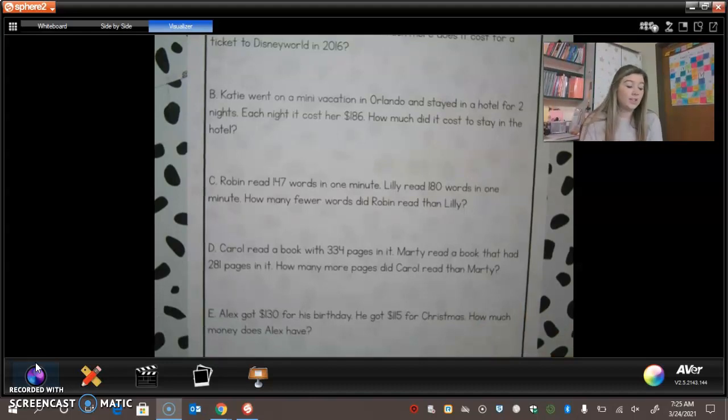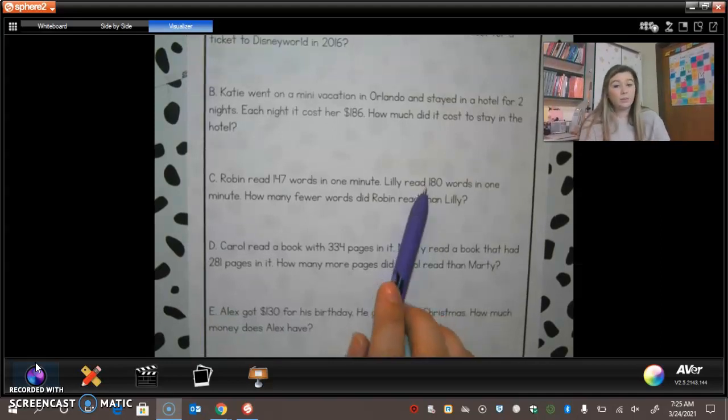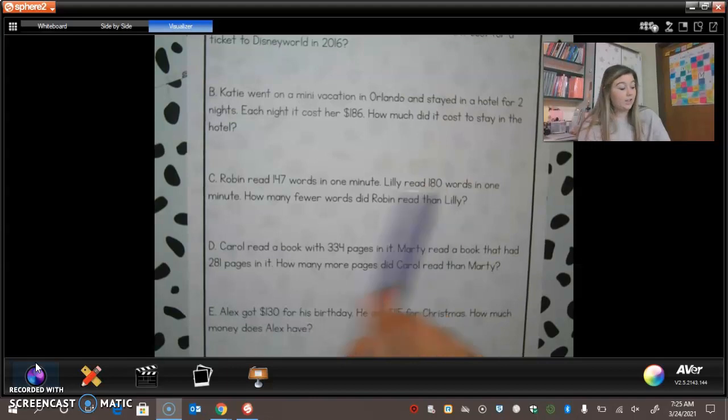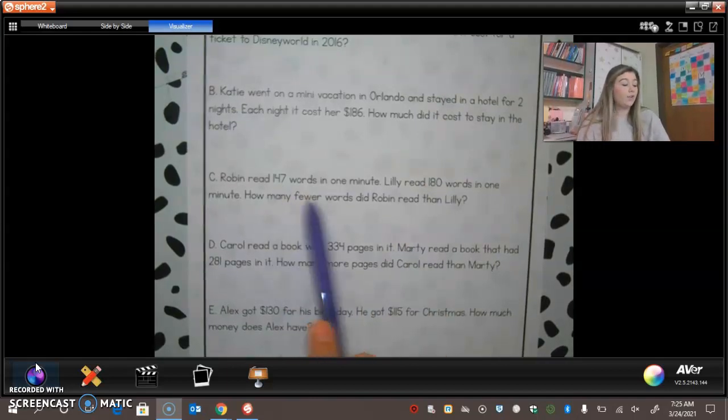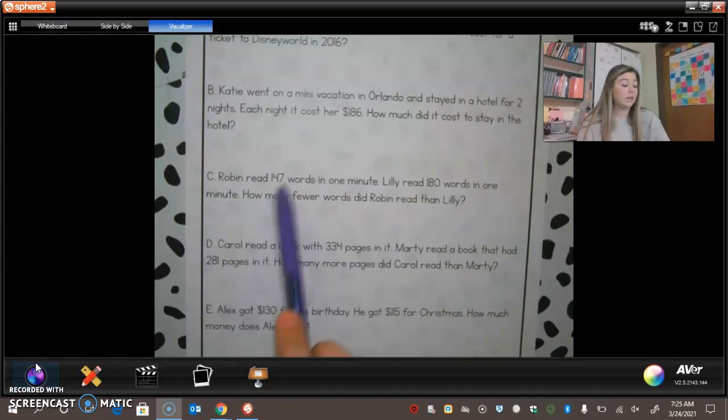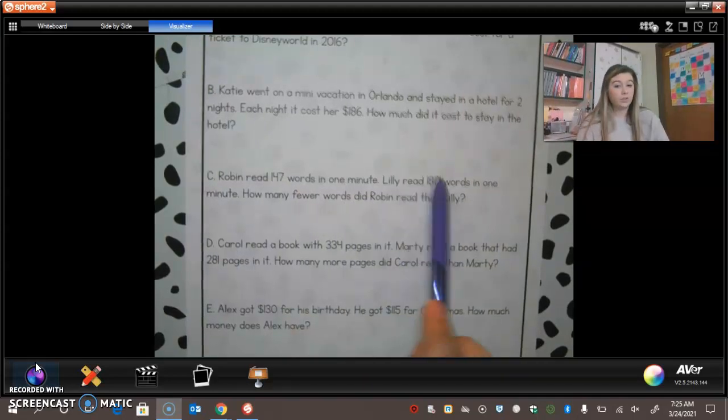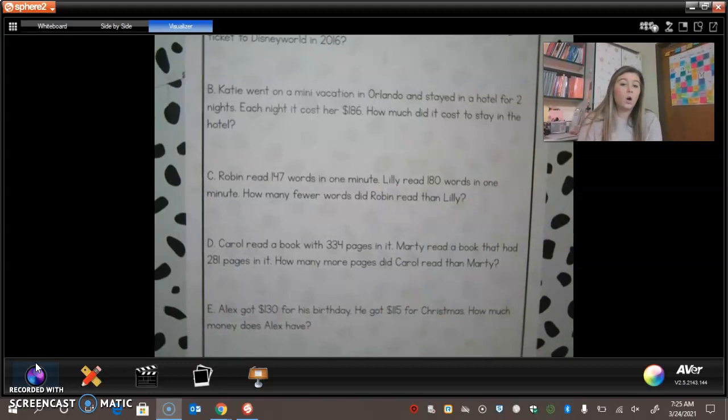All right, question C. Robin read 147 words in 1 minute. Lily read 180 words in 1 minute. How many fewer words did Robin read than Lily? So we know that Lily read more words with 180 than Robin did with 147. We need to know how many fewer words Robin read than Lily. So we need to find the difference, or how much less Robin read than Lily.